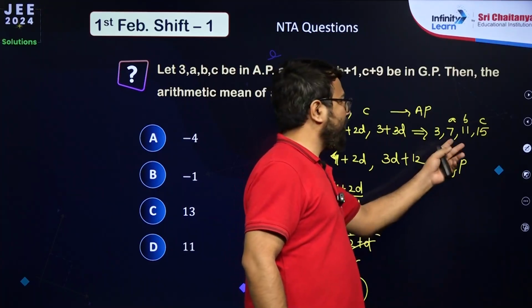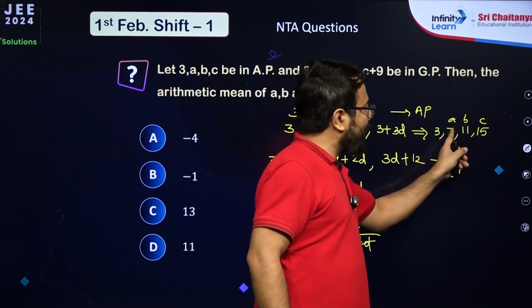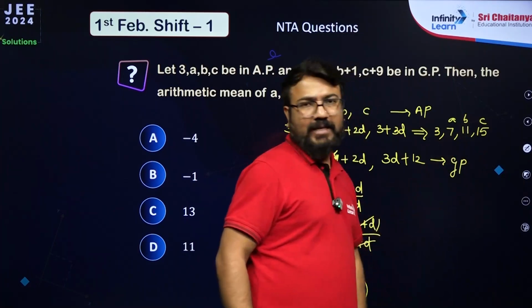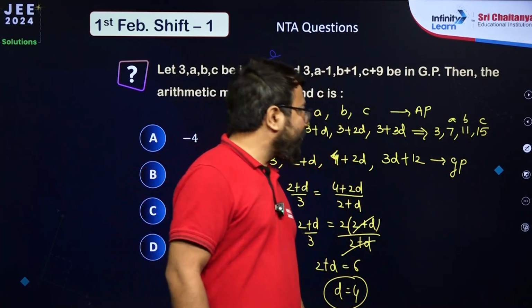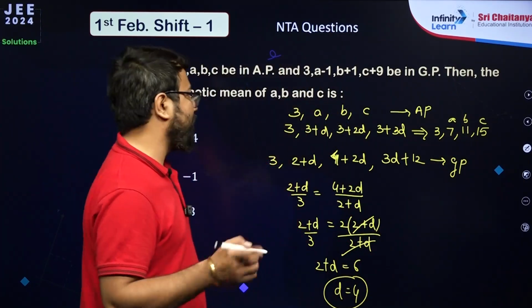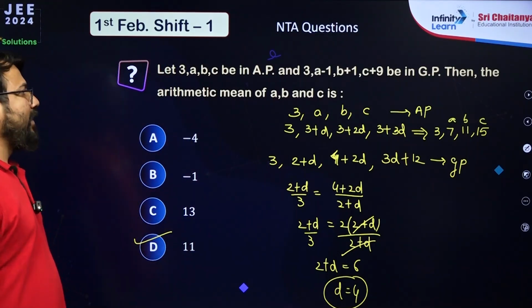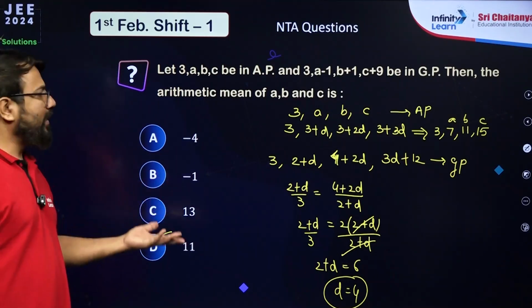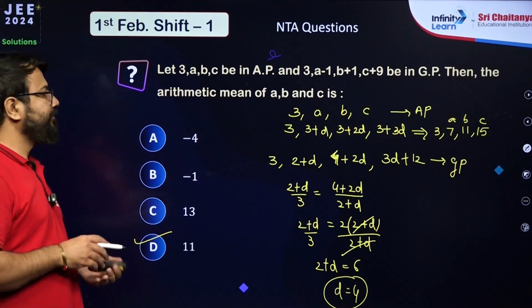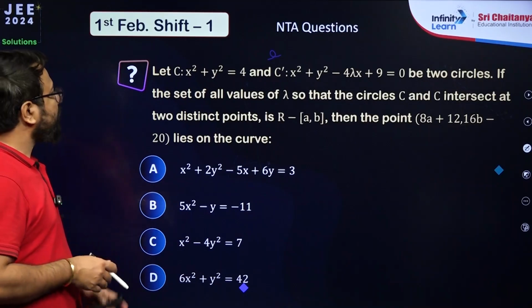Okay, so let me tell you, we need to add these 18 and 15. So that becomes 33. 33 divided by 3, that becomes 11. 11 is given to us in the option D. Hence option D will be the final answer. I hope you are able to understand how we got the answer to this problem. Moving ahead to the next problem.